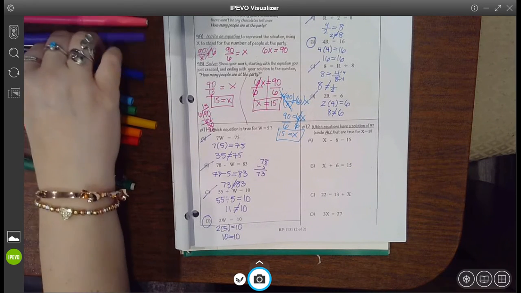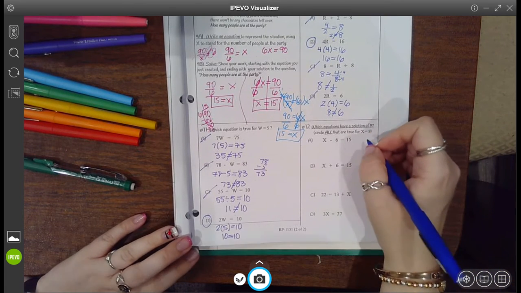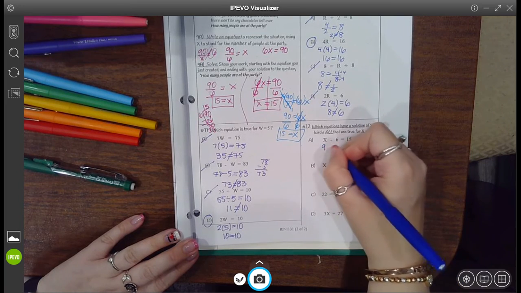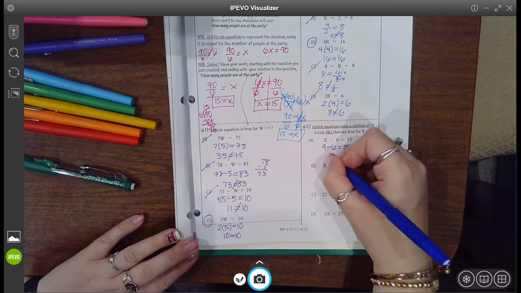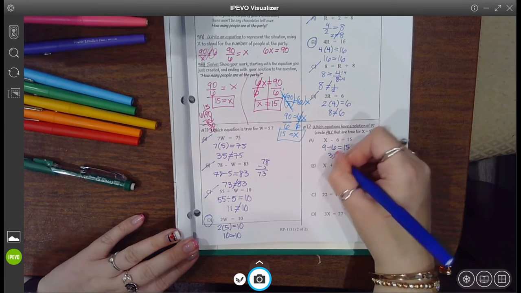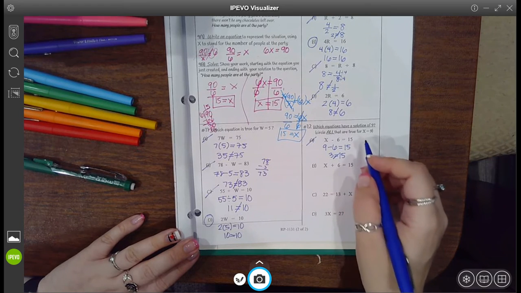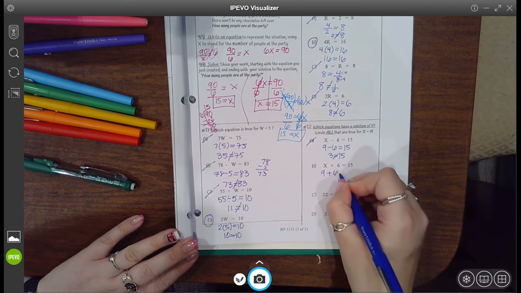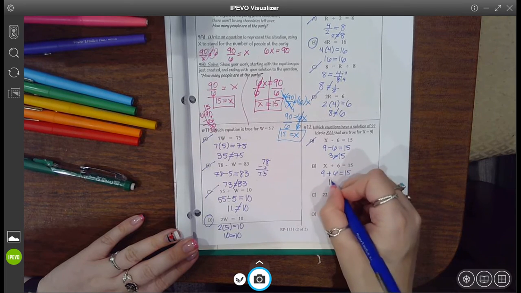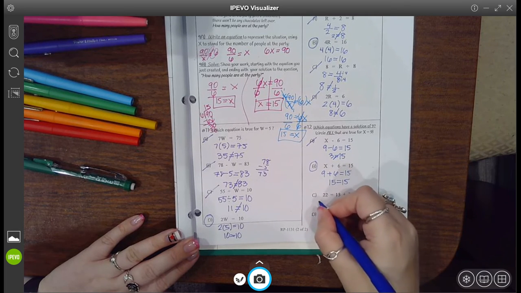Okay, now for our last one. It says which equation has a solution of 9? So let's replace x with 9. 9 minus 6 equals 15. Well, 9 minus 6 is 3. Does 3 equal 15? No. So A is not one of the equations with 9 as a solution. Okay, 9 plus 6 equals 15. Well, 9 plus 6 is 15. That equals a true statement. So yes, that one would work.